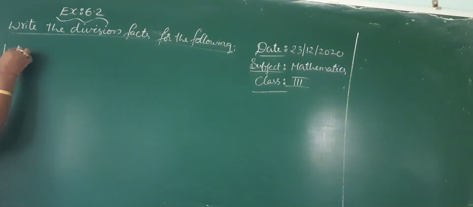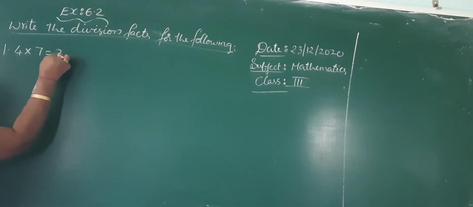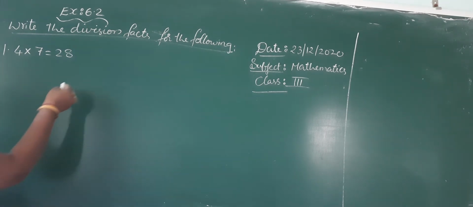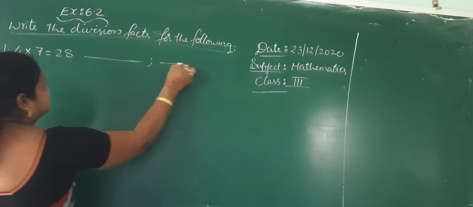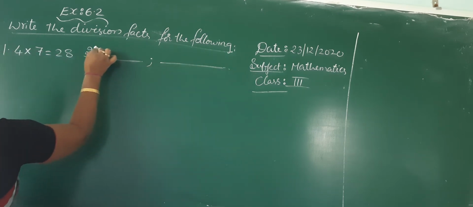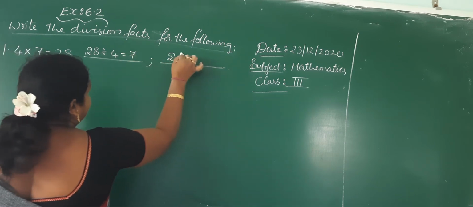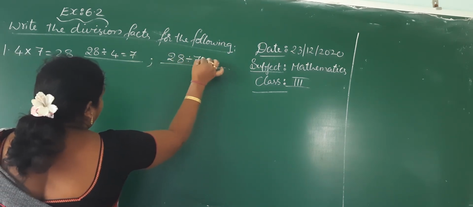First one, 4 into 7 equal to 28. 4 7s 28. Here they are asking us to write the division facts for this number. Write two division facts. Always one multiplication contains two division facts. The first division fact: 28 divided by 4 equal to 7. Next, 28 divided by 7 equal to 4.